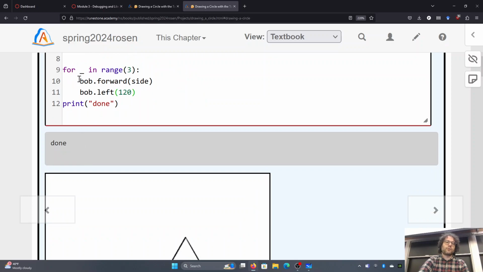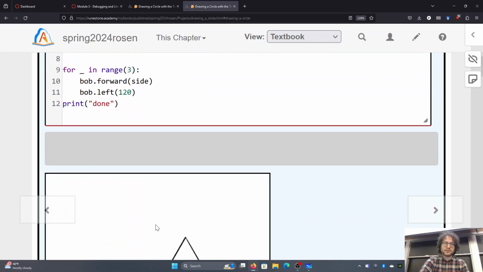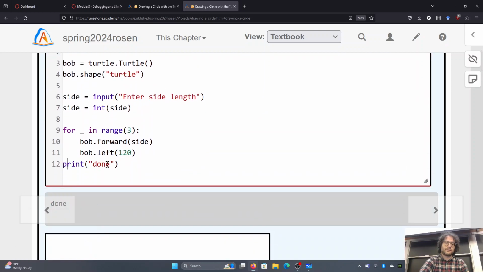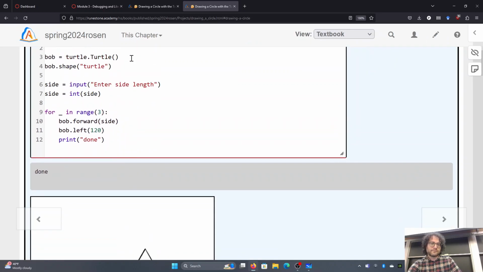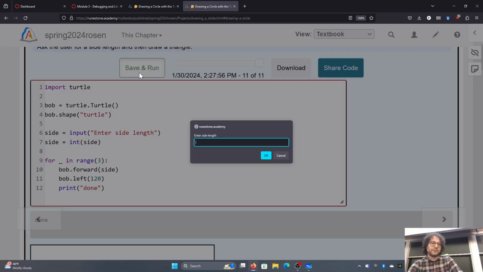Notice that we did the for, so it runs, and then it prints out done, right? The done didn't print out until it was done drawing. So now let me go ahead and hit tab and indent the done into that for loop. Okay? Now notice that the print statement is inside the for loop.